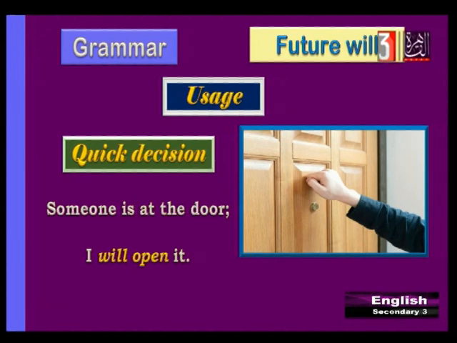So can you extract the rule from the sentence itself? Yes, it's will plus infinitive of the verb. Very good. Someone is at the door, I will open it. Will plus infinitive of the verb. Do you think it's based on evidence or without evidence? Very good, without evidence. So we use will plus infinitive of the verb when we have something without evidence. This is number one. Number two, when you make a quick decision.